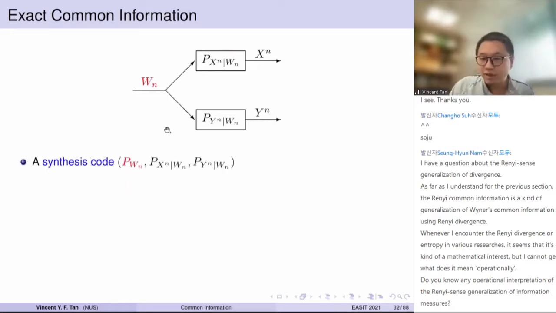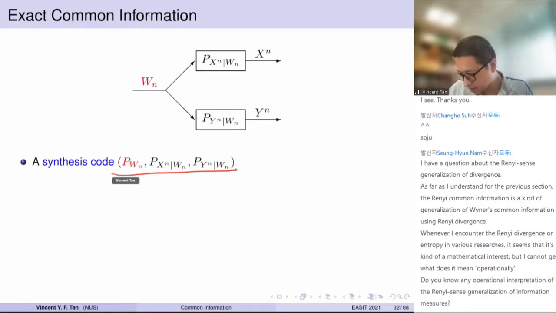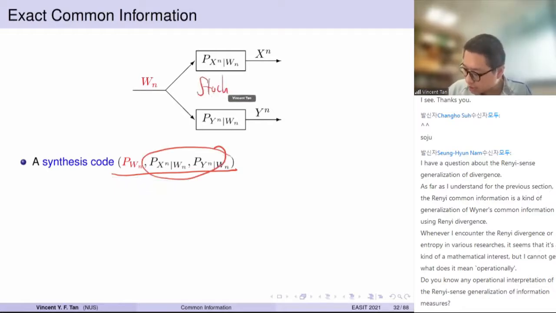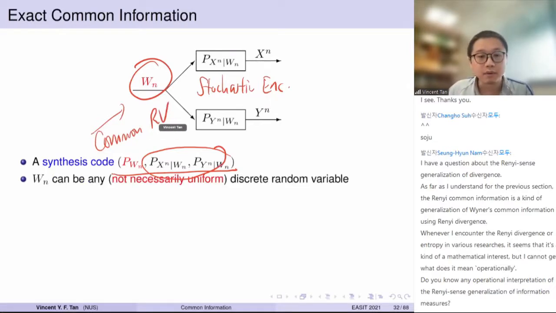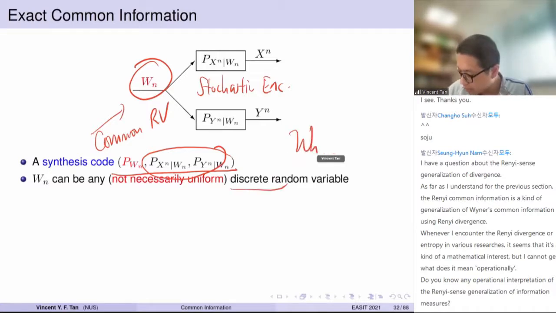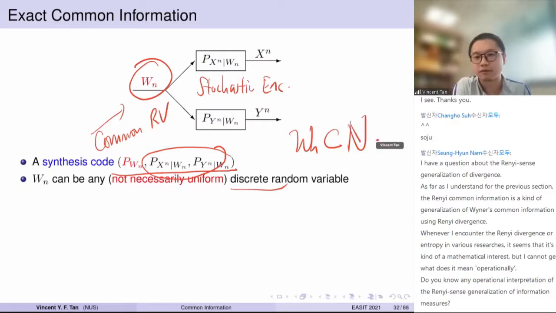So we have a synthesis code. We define a synthesis code as a triple of objects, where we have two stochastic encoders, just like before. But now we have this thing, let's call it a common random variable if you wish. Now, this common random variable is not necessarily a uniform random variable, but it is discrete. So its alphabet can be a subset of the natural numbers.